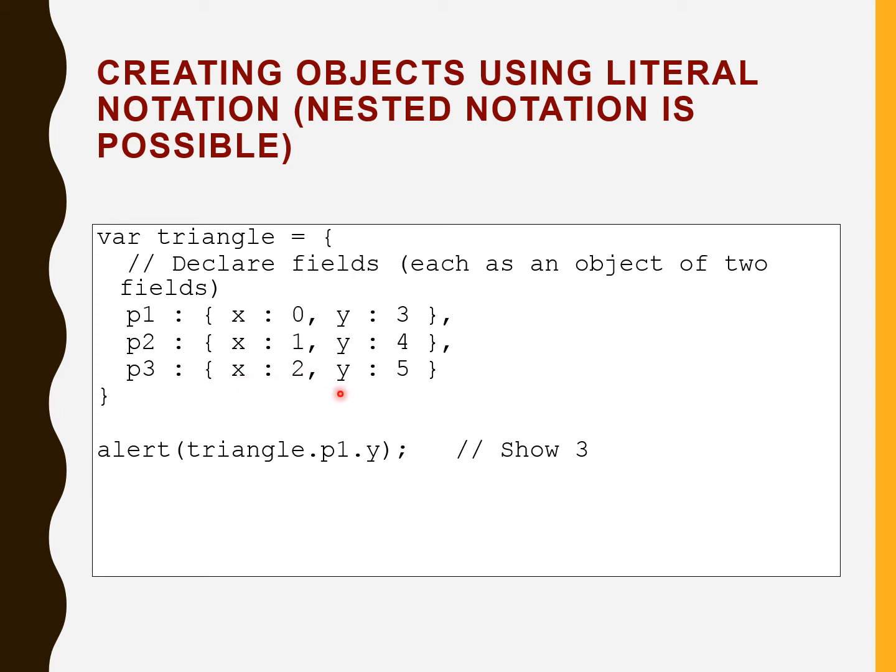So if we want to access a particular object attribute, we have to specify the outer object dot inner object dot attribute name. So here there is an example: alert of triangle dot p1 dot y. Alert of triangle, this is the triangle object. Then we can access the p1 attribute of the triangle object. P1 is an inner object. Again p1 dot y, so the y attribute of the p1 object. So the data is 3. So the alert box will contain the data 3. So this type of nested notation is possible in JavaScript.